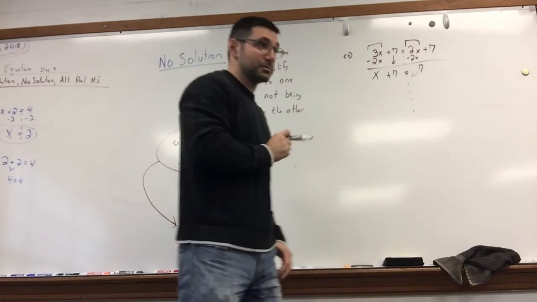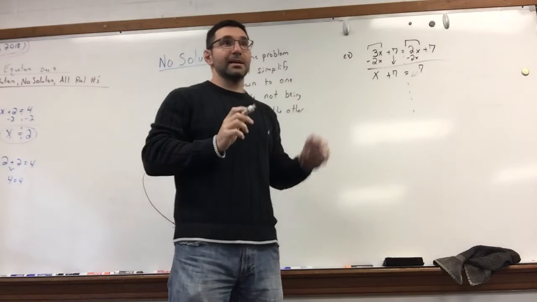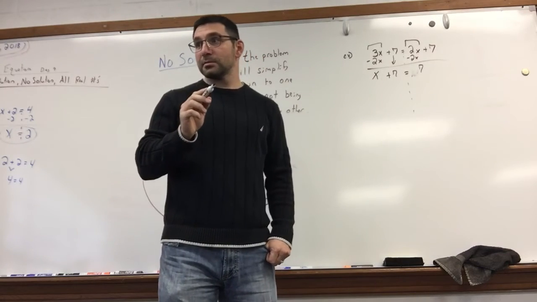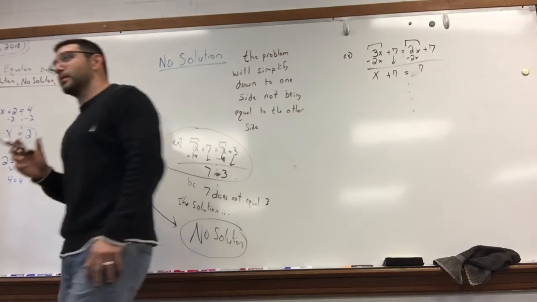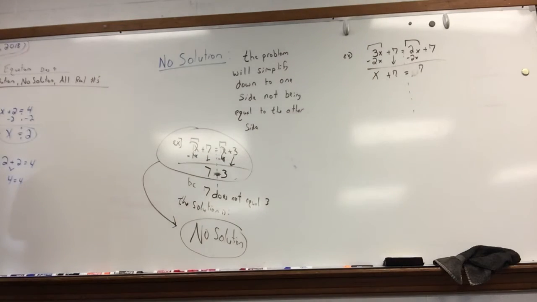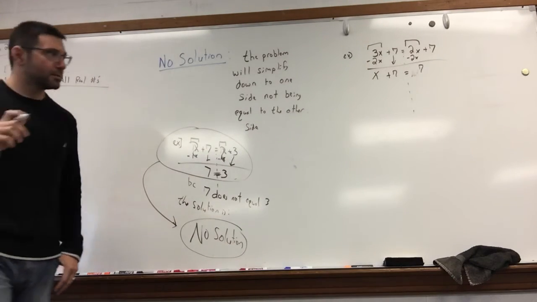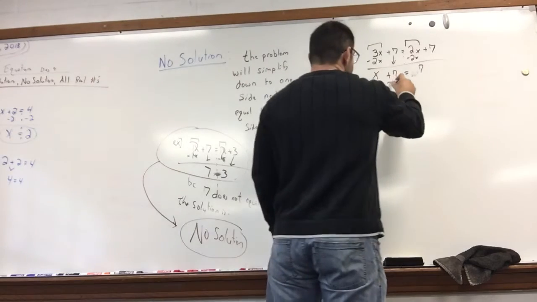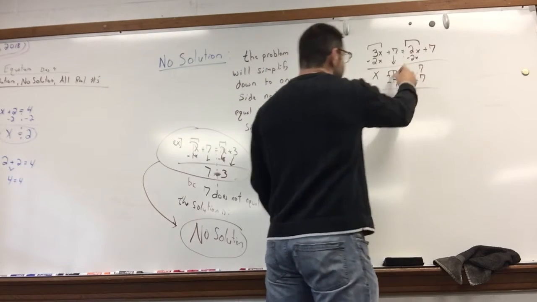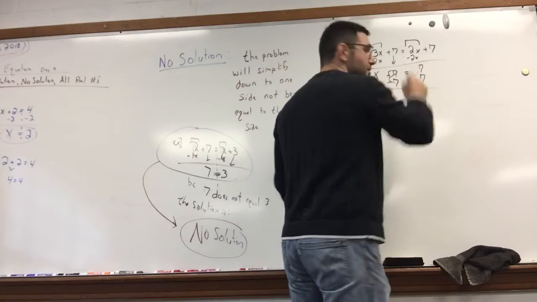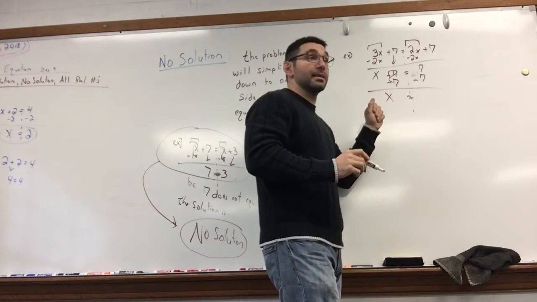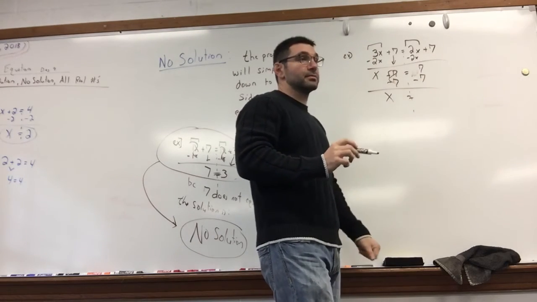Does that make sense so far? How do I isolate the x? Subtract 7 from both sides, right? Yes. So I'm going to subtract 7 from both sides. All of a sudden, x equals, I have to have something on both sides. What's 7 minus 7? 0.